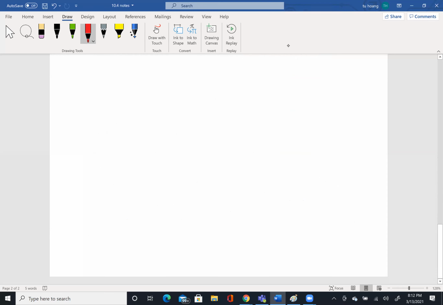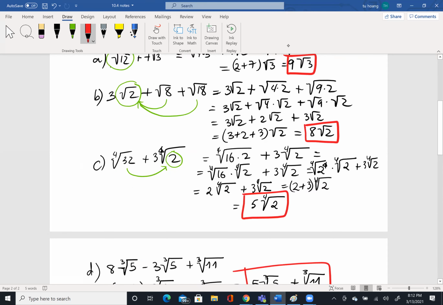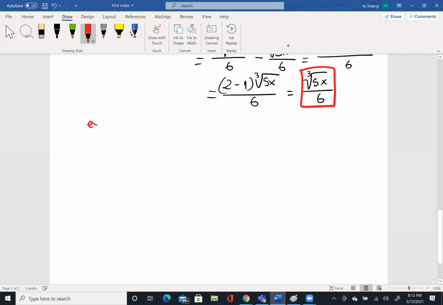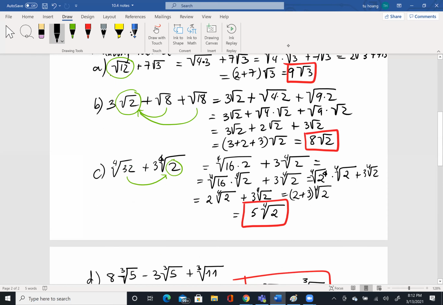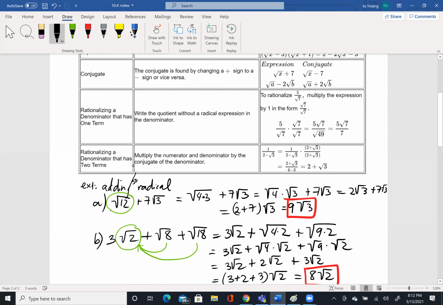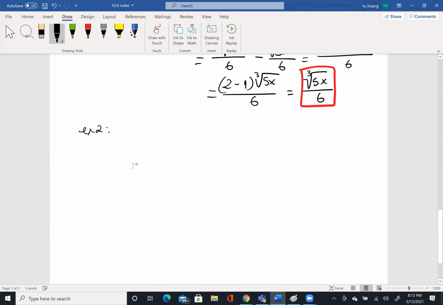Okay, so let's have example 2. So what did I do in example 1? Oh, adding, subtracting, right? Okay. Example 2, I would like to have, let's say, subtracting radicals.